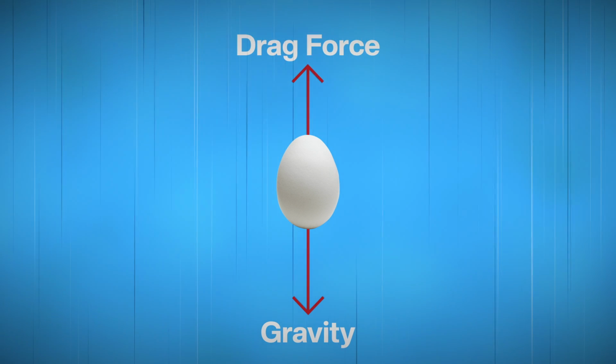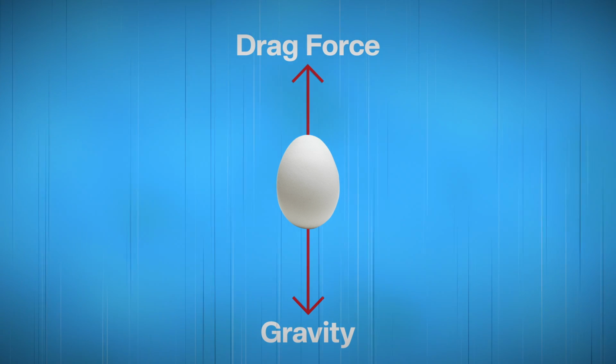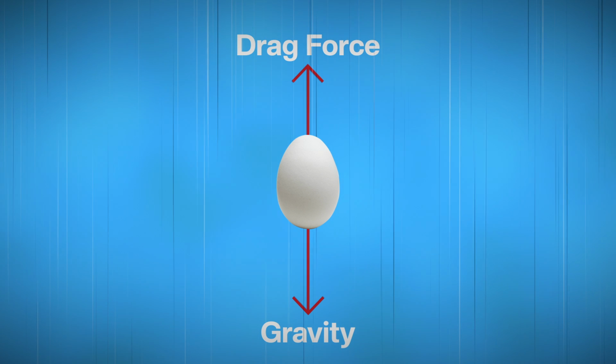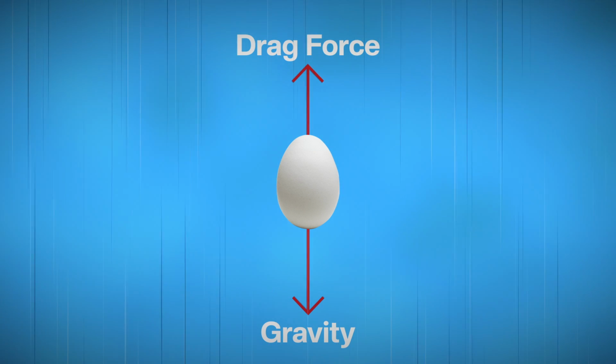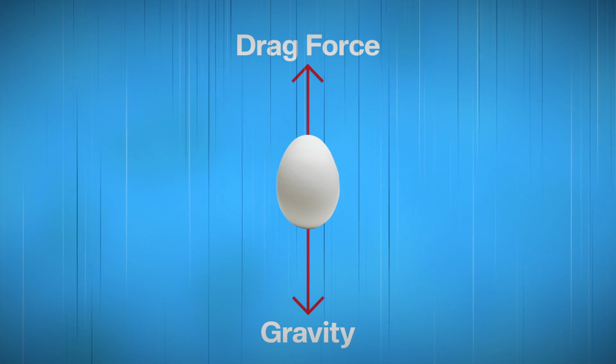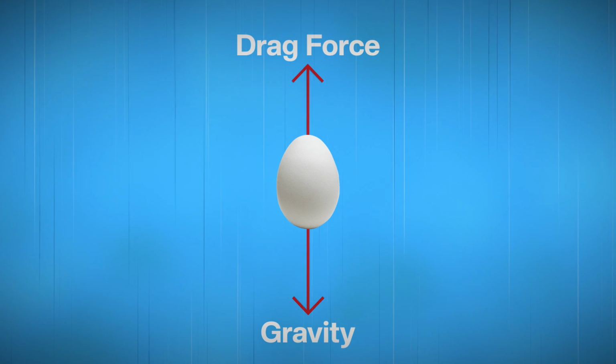As the speed increases, so does the drag force until both gravity and drag have equal magnitude, thus causing them to cancel out. The egg at this point has no acceleration as there is no net force acting on it, which means it falls at a constant terminal velocity.